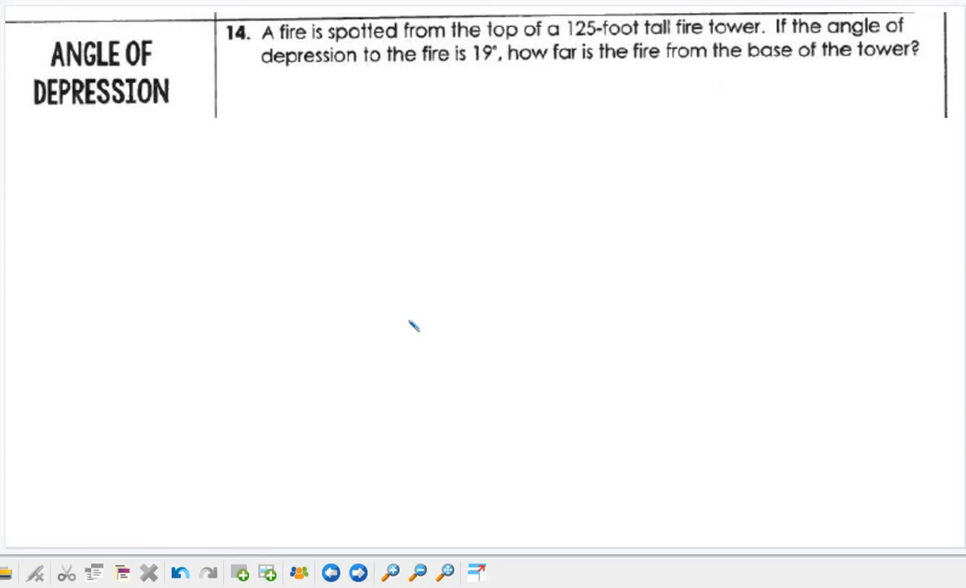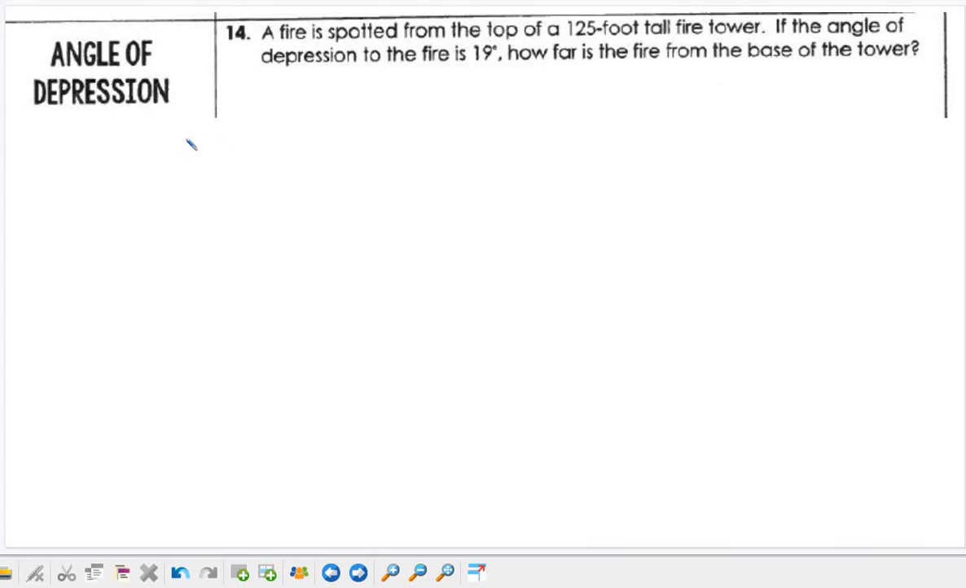So angle of depression. So if angle of elevation means from the horizontal we elevate up, depression is just the opposite. From the horizontal we depress down. So we go down from the horizontal. So again, labeling your diagram is paramount to you being able to solve these. Okay, so a fire is spotted from the top of a 125-foot tall tower. If the angle of depression to the fire is 19 degrees, how far is the fire from the base of the tower?